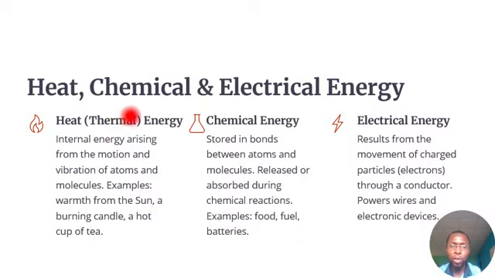Now, we also have what we call the heat energy. Sometimes it is referred to as the thermal energy. This energy is more like internal energy that arises from the motion and vibration of atoms and molecules. Whenever atoms are vibrating as they are moving, what they generate is heat. That's because as they are vibrating, they are colliding with each other, and when they are colliding with each other, there will be friction. And the effect of friction generates heat. That is how heat energy is generated.